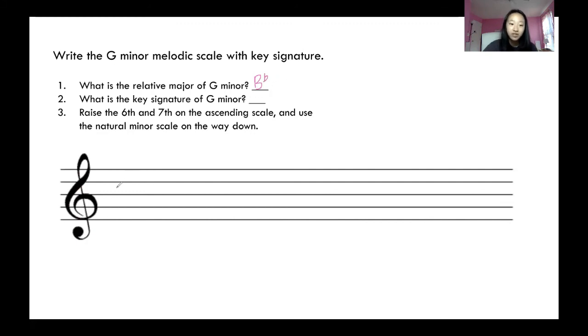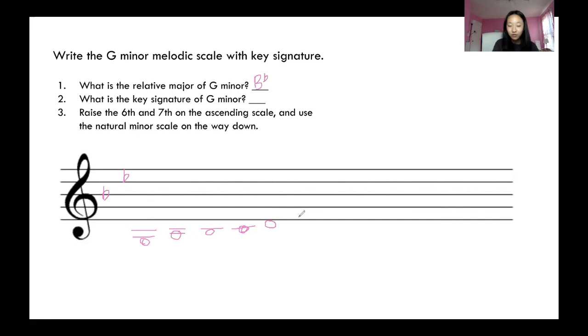So B flat major has two flats, B flat and E flat. Remember, you can go through that process of listing out the order of flats and then finding the second last flat. Okay, now we're going to write the scale. Oh, whoops. We're going to make sure to start from G because this is the minor scale. So this is G, A, B. I might run out of room because writing on the computer is kind of hard.